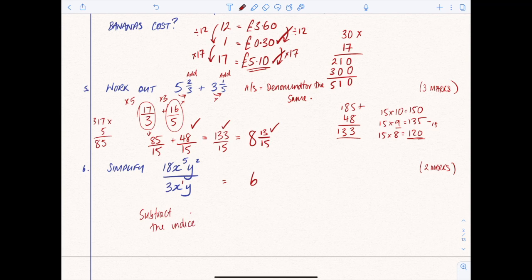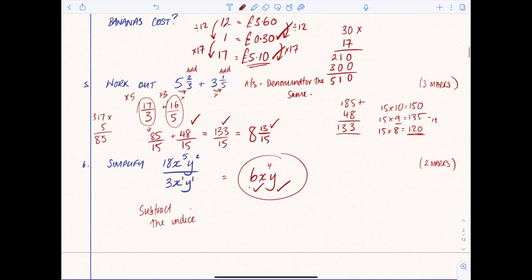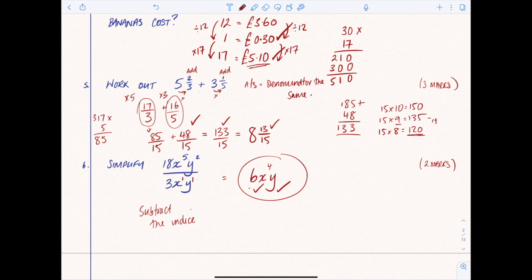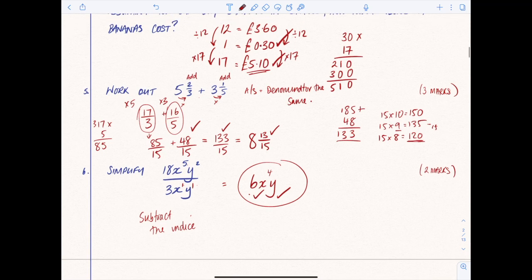X to the power of 5 divided by x to the power of 1 actually gives you x to the power of 4. And then the same thing here, y to the power of 2 divided by y to the power of 1 just becomes y to the power of 1, because you're doing 2 minus 1, whereas we've done 5 minus 1 there to get the 4. If it's to the power of 1, you don't need the 1, so your final answer is just 6x to the power of 4 and then y. You'd get 2 marks for this question probably, depending on how complicated it is, but just make sure you do the numbers first and then work with the indices.